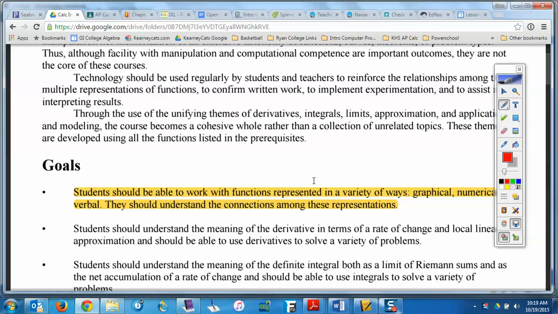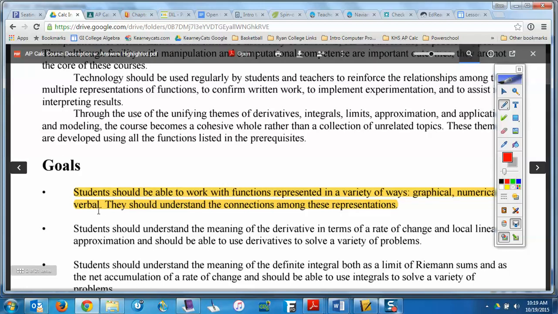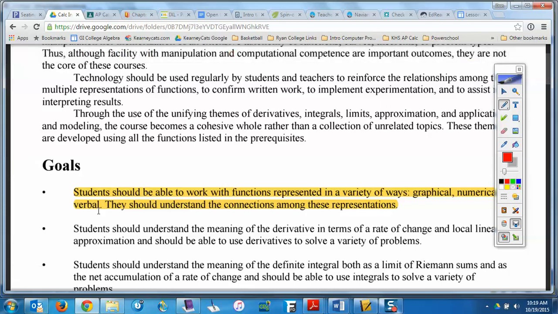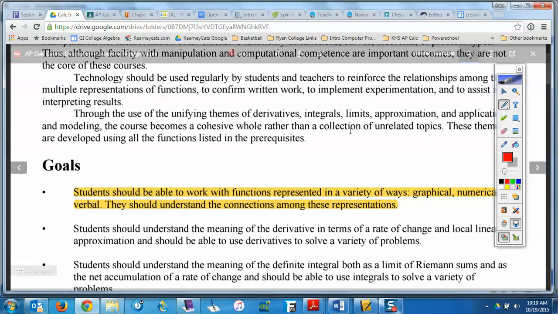Students should be able to work with functions represented in a variety of ways: graphical, numerical, and verbal. They should understand the connections amongst these representations. We will spend a lot of time on the verbal. That's the part that people are not always used to in math: the explaining of answers. On the AP test, there is a lot of that as far as your justification for your work. So that's important.